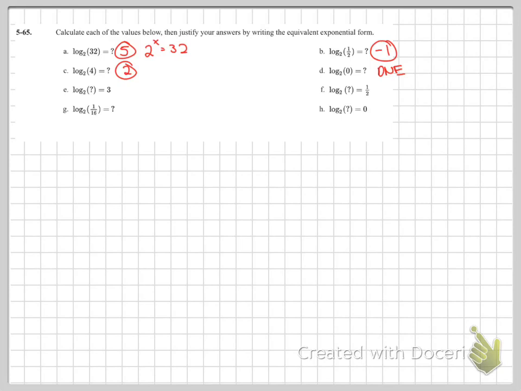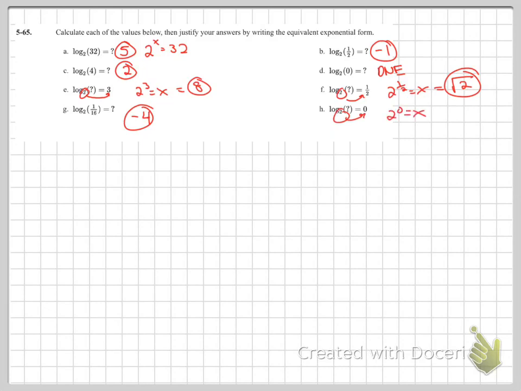Okay, E is changing it up. Let's write this one down. The base is 2. Cubed is going to be the answer to x. So the answer is 8. F is changing it up a little bit too. So it's rewritten as 2 to the 1/2 equals x. We know fractional exponents mean roots. Square root of 2. G, log base 2 of 1 over 16. 2 to what power makes 1 over 16? Well, 2 to the 4th is 16, so it needs to be negative 4 to be 1 over. 2 to the 0 equals x. Anything to the 0 is 1, so the answer is 1.